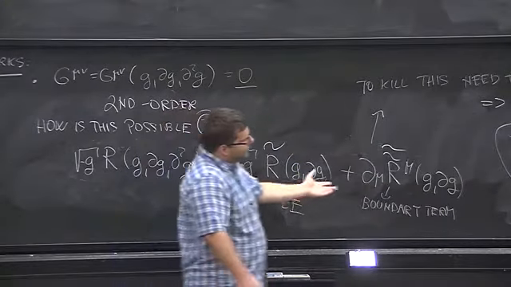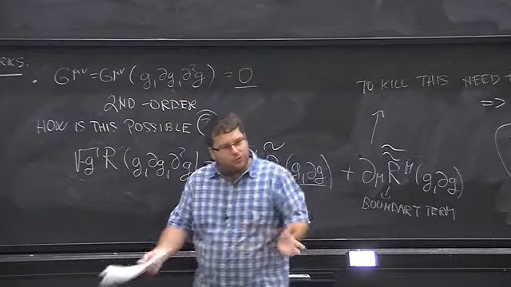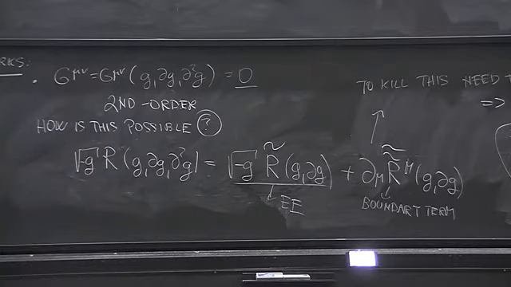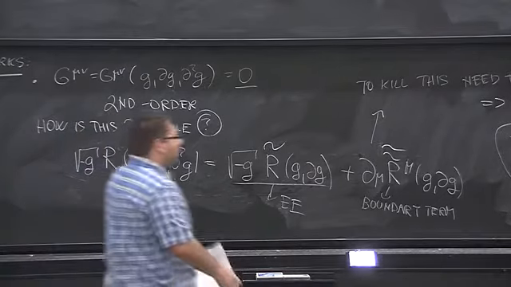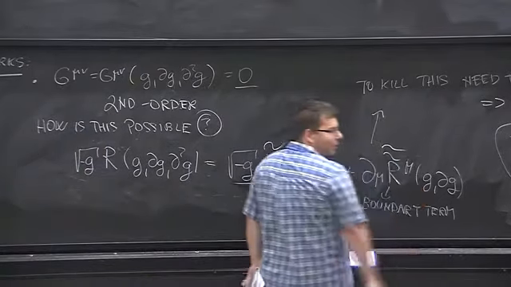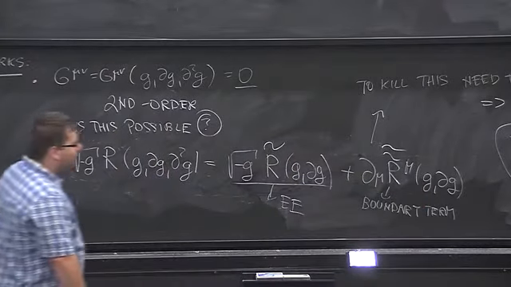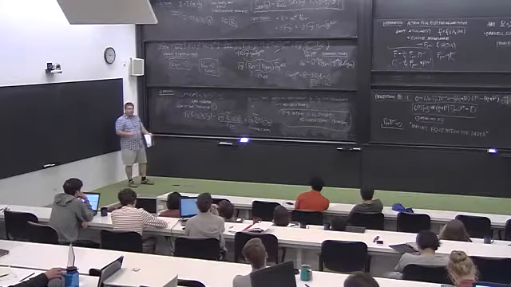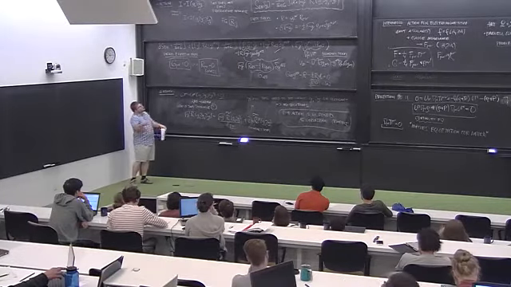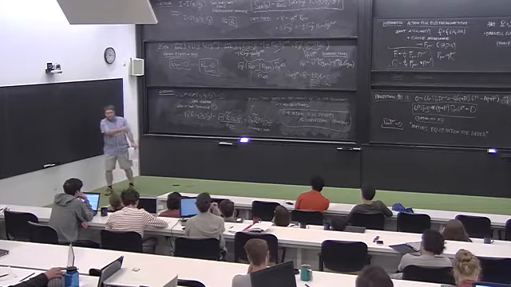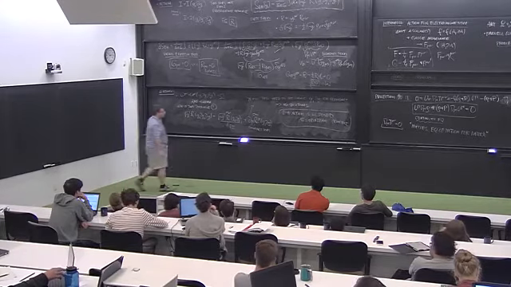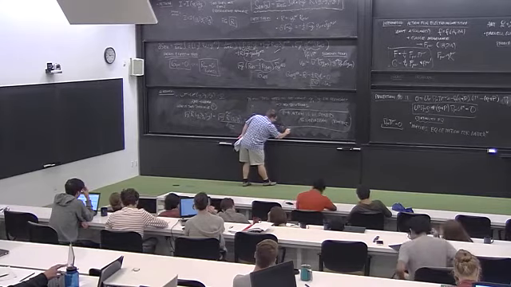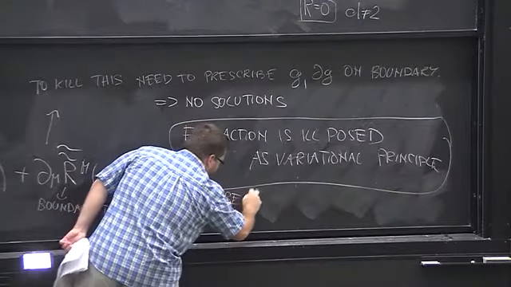But if this happens, that means that the variational principle is not well posed because I have to prescribe too many boundary data. So the way to fix this is, of course, to kill this boundary term by hand. That's what we did here. Or you are more sophisticated and you add to the action another boundary term which kills precisely this term. Okay, so this can be fixed.